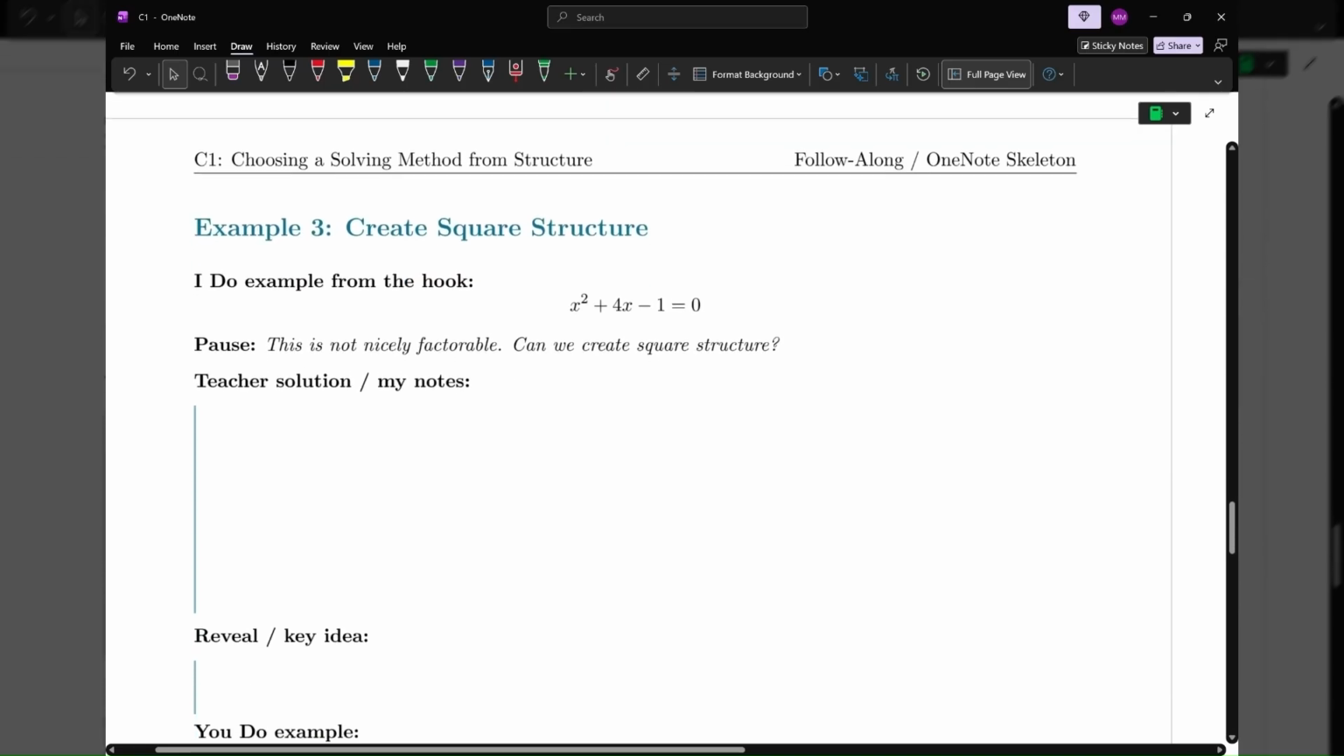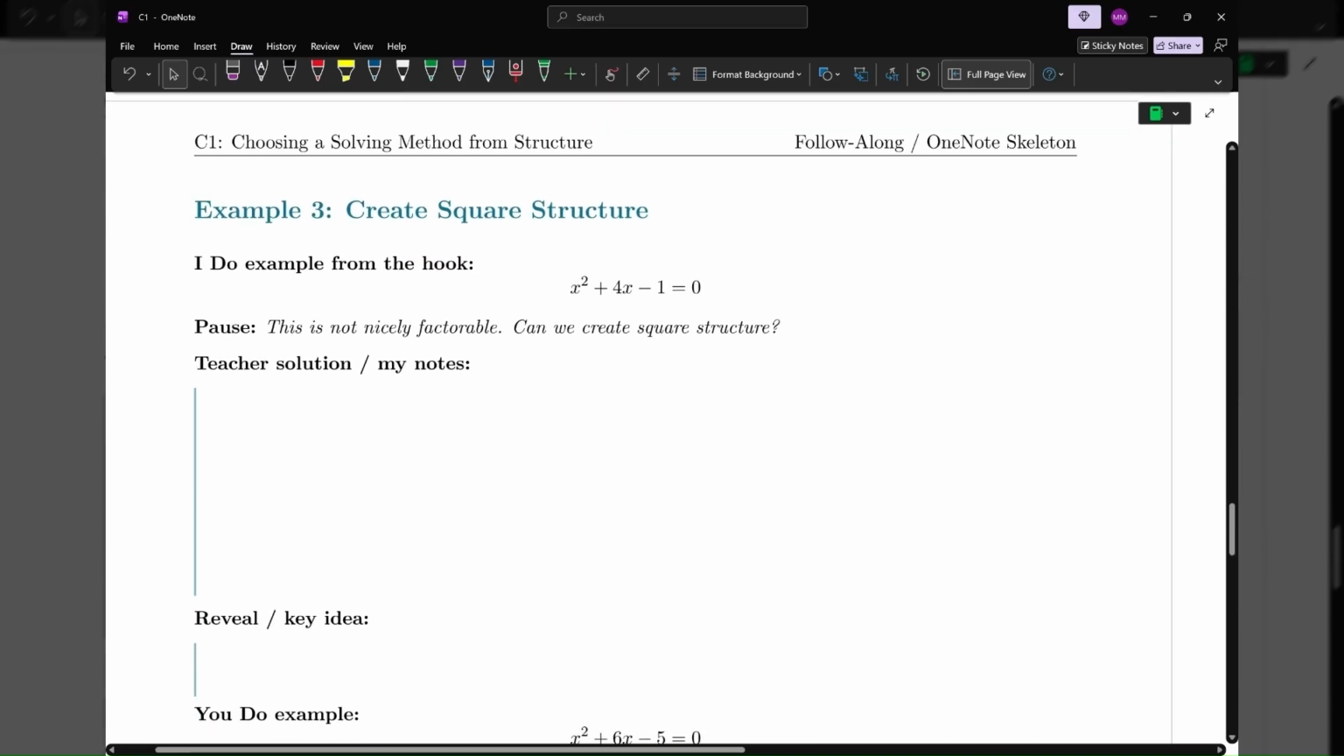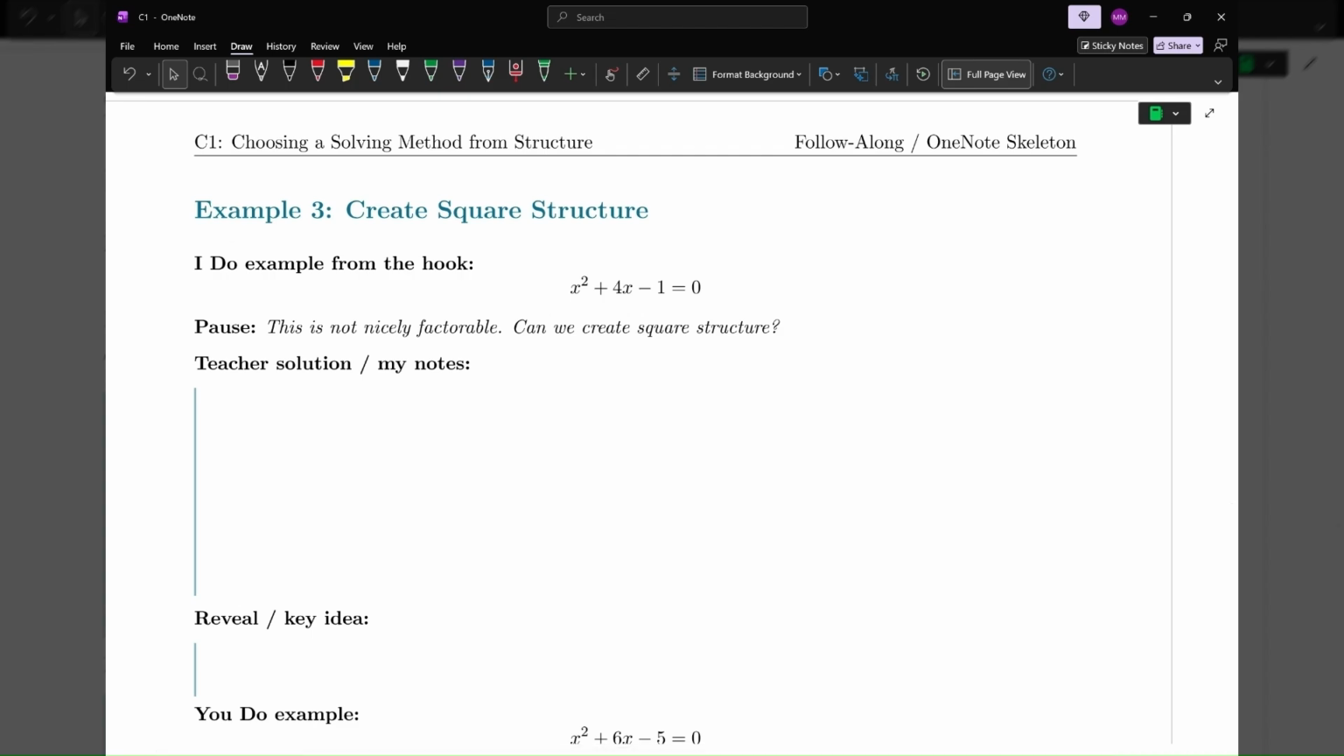So here's C from the hook. So you see x squared plus 4x minus 1 equals 0. So immediately, I can't factor this. I don't have a quick way to factor it. My next thought is going to be, can I create a square structure? Now, for me, when I see this question, I look at that b term and it's even, which is helpful. If it wasn't even and I couldn't factor it, I would probably go quadratic formula. But in this case, it is even. So I'm going to try to create a square.